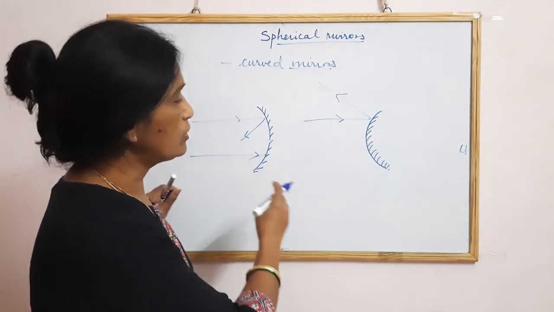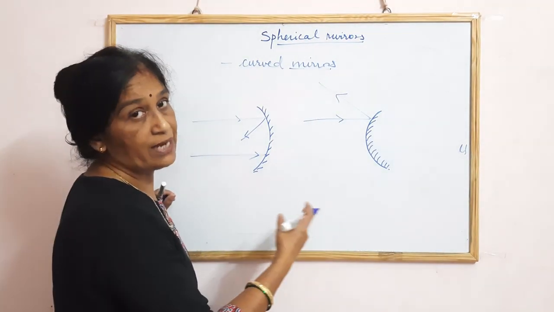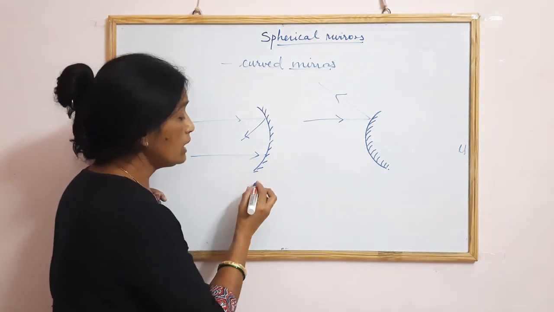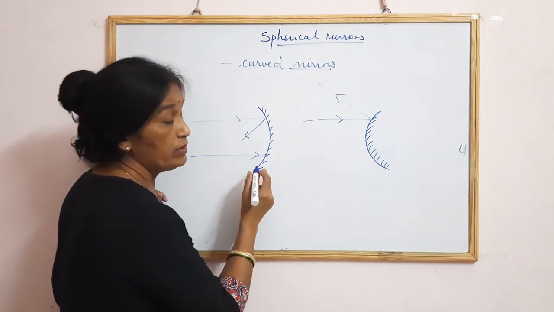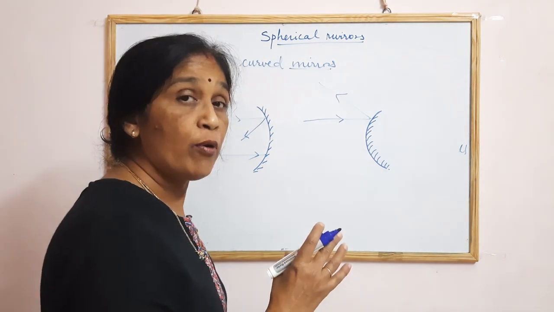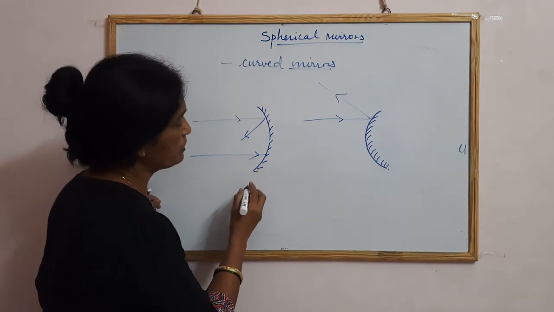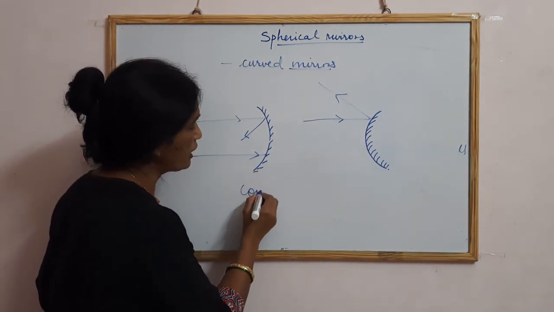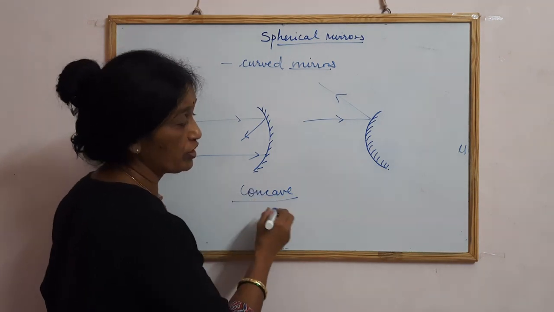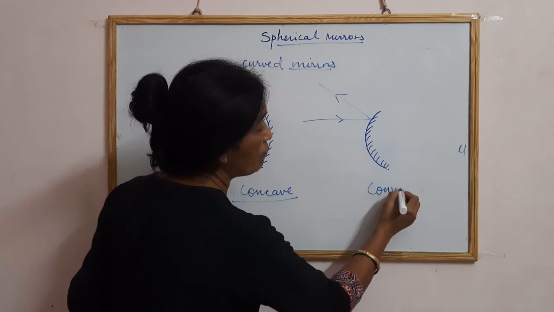These are the two types of mirror that we have to read in class 10, in science. Now we'll name such mirror, a piece of mirror which is taken from a sphere and polished from its outer surface. Such a curved piece of mirror is said to be a concave mirror. So this mirror is named as a concave mirror, and this one is named as a convex mirror.